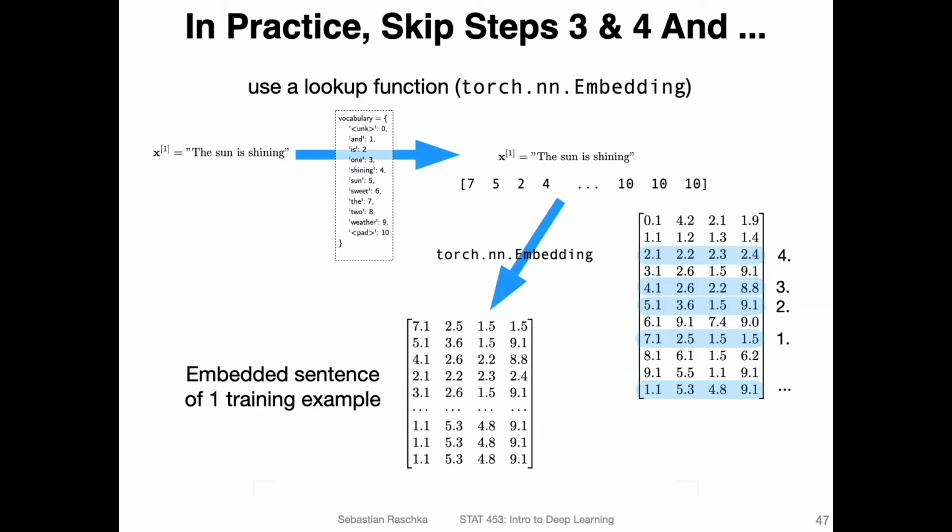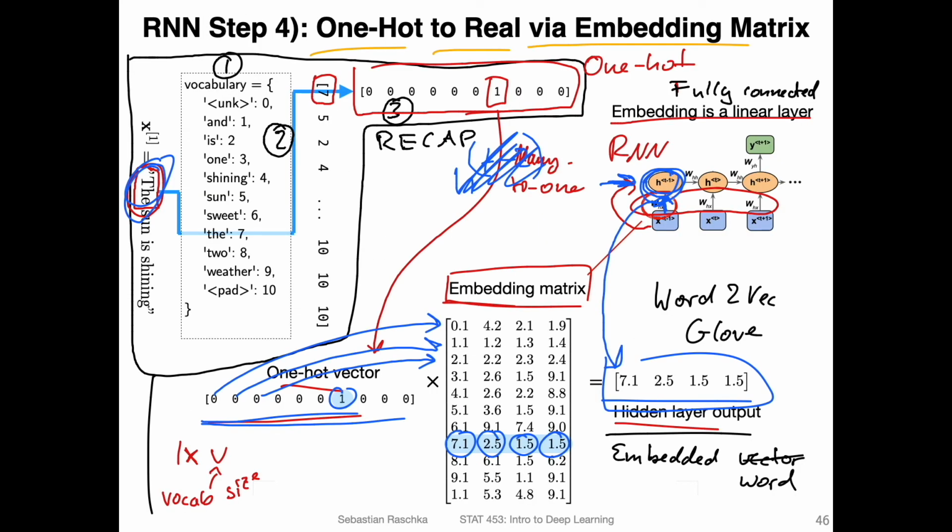Now we have to do the same thing. Well, let me go back one slide. We would have to do the same thing for sun, is, and shining. So this would be then a 4x4 matrix for the sentence. By the way, this is the embedding size. I just chose it to be 4 because, coincidentally, it fit well into this slide, but there's no correspondence between the embedding size here and the sentence length.